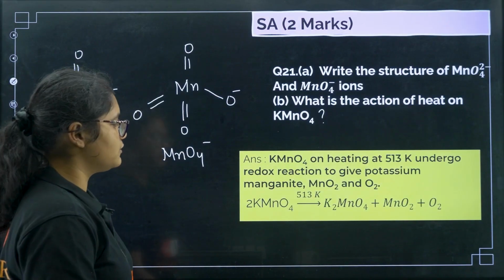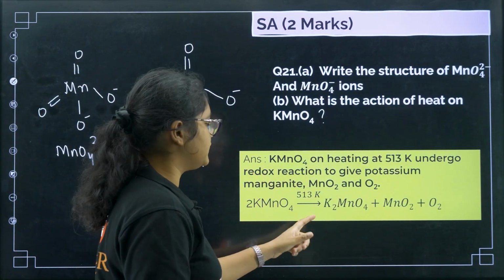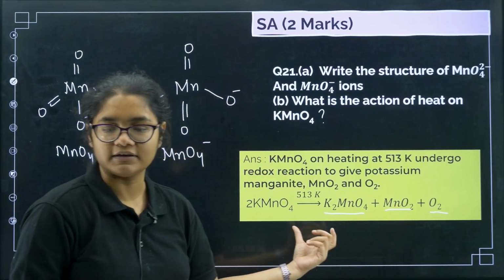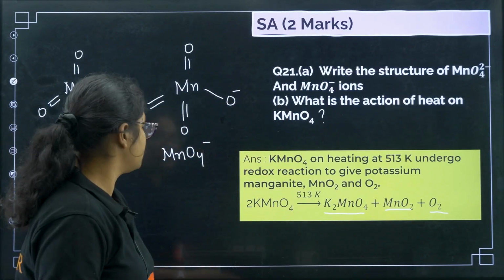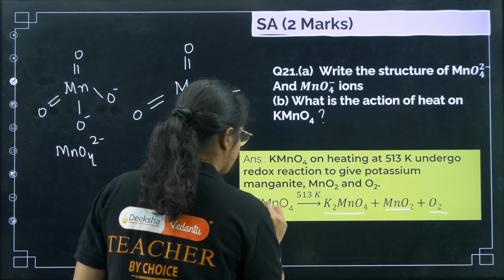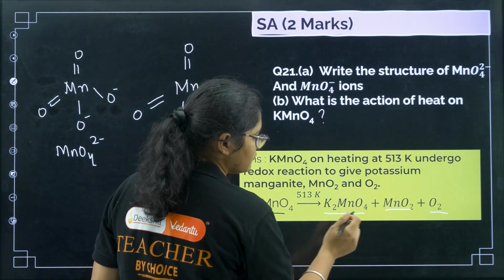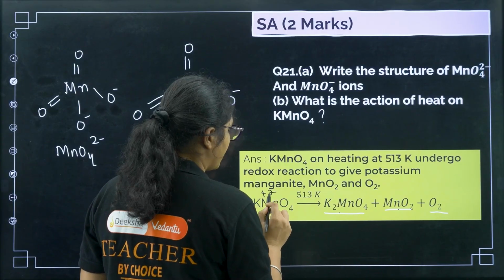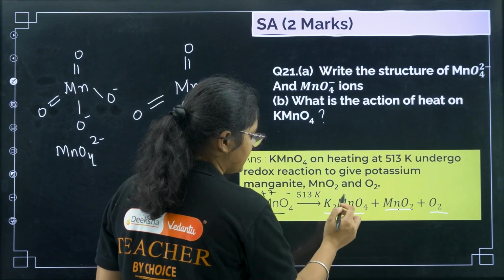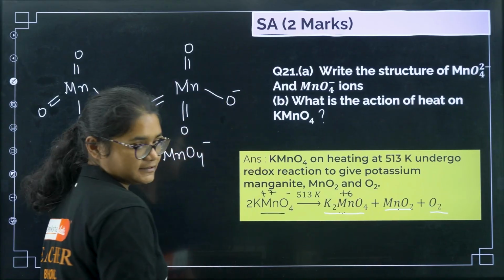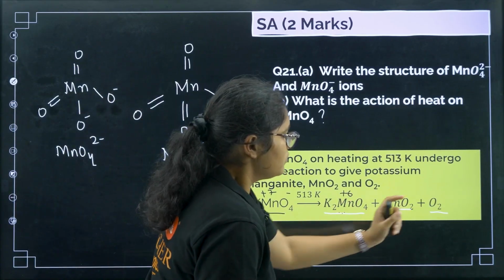Action of heat on KMnO4. So if you heat KMnO4, you get K2MnO4, MnO2 and O2. So remember this reaction also: this is KMnO4, this is K2MnO4, MnO2 and O2. Here the oxidation state is +7, okay, MnO4-, this is permanganate and this is manganate, okay, and here the oxidation state is +6, okay, MnO2 and O2.